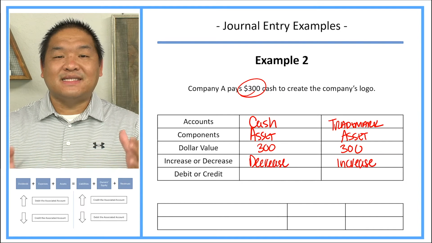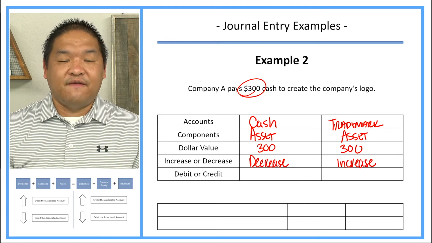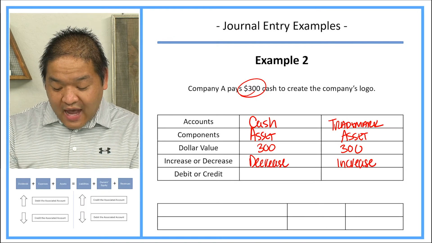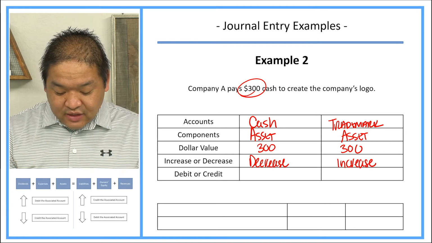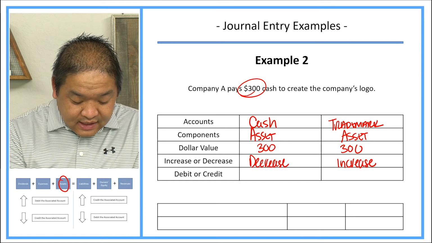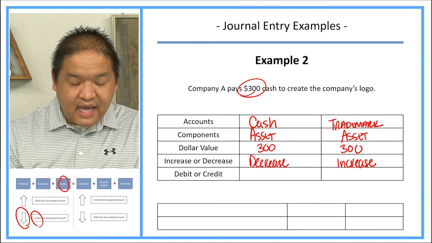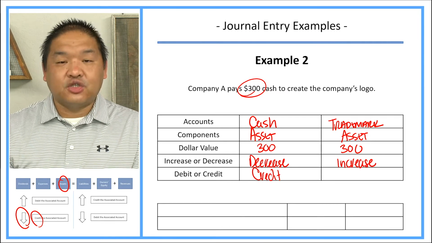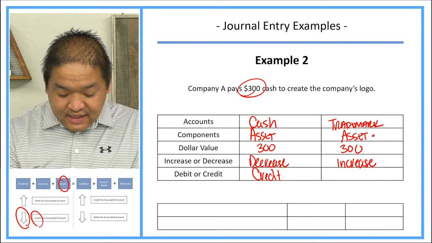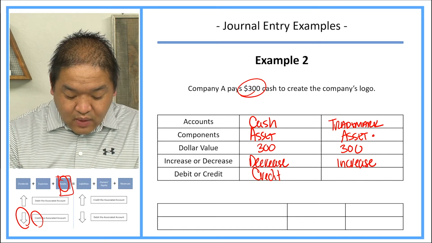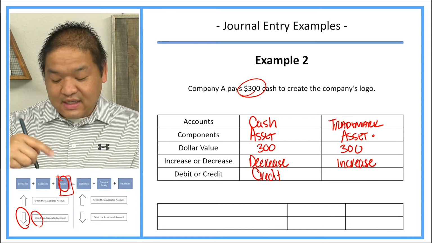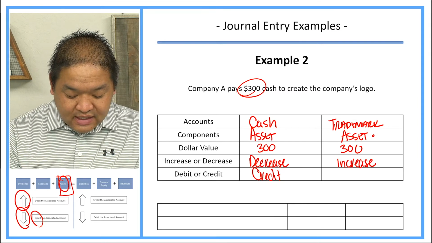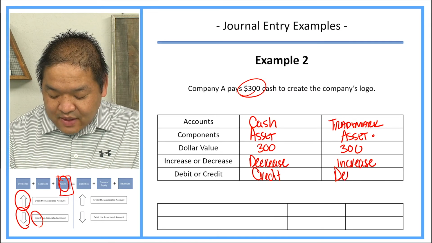And now I can go back to the key right below me and figure out what I'm going to do. So cash is an asset, the asset decreases. So asset decreases, it's going to be a credit. So credit there. What about trademark? Trademark is an asset as well, but it's not decreasing, it is increasing. So increasing there, that's going to be a debit.